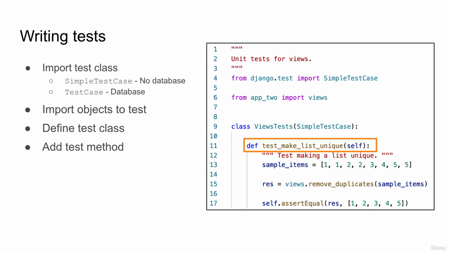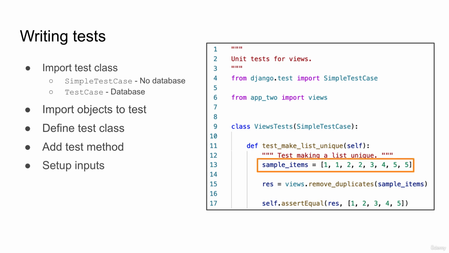So here we have an example, test make list unique. So this is going to test a piece of code that takes a list and makes the values unique. So what we're doing here is we're first setting up the inputs. So this is the setup phase of the test, and this is when you create any variables or data that you need in order to test the actual piece of code. So here we're just creating a simple list with some duplicate items that we can test gets made into a list of unique items after we run the test code.